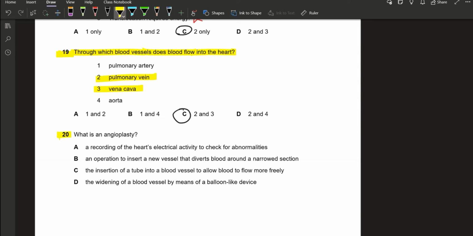Question number 20. What is angioplasty? Angioplasty is the widening of a blood vessel. Option A says a recording of the heart's electrical activity to check for abnormalities, which is wrong. Option B says an operation to insert a new vessel that diverts blood around the narrowed section, which is wrong. Option C says the insertion of a tube into a blood vessel to allow blood to flow more freely, which is wrong. Option D says the widening of a blood vessel by means of a balloon-like device, which is correct. So the correct option would be option D.